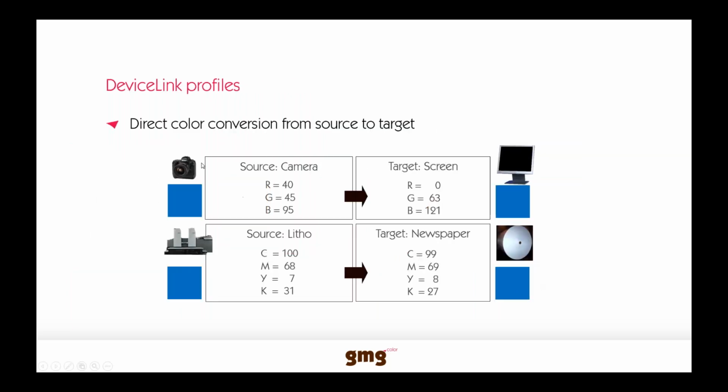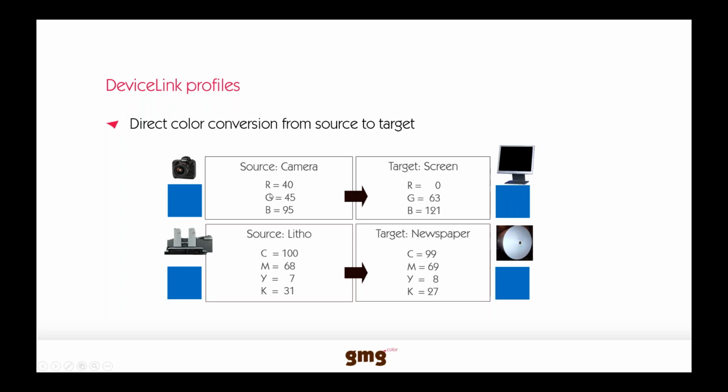Another example, because we talk about device link profiles. Why does this mean device link? Because the different devices, like here the camera and the monitor or the screen, are directly linked. So in urgent times, you normally go over LAB spaces. Firstly, you calculate from RGB to LAB, then see which LAB value will reproduce which color on your monitor.